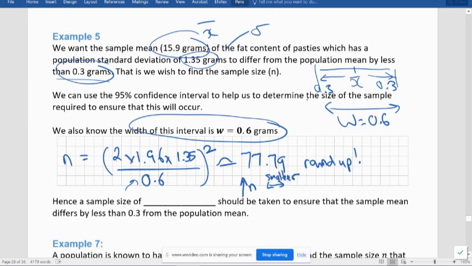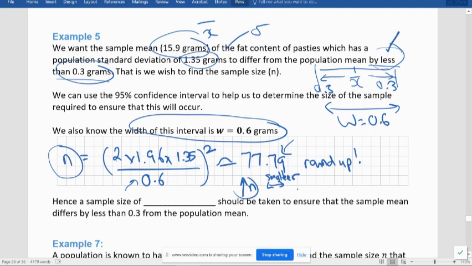It's really important to understand that when you do this question, it says from the population mean by less than 0.3 grams. So there are two problems here. We need to make sure that we're either at that point or less. We can't go any bigger. And we need to realize that n is a discrete value, so we can't have an answer of 77.79. So the question is, does it become 77 or 78? I hope you understand that if you increase n, you'll make the width of the interval smaller, and it can't be any bigger.